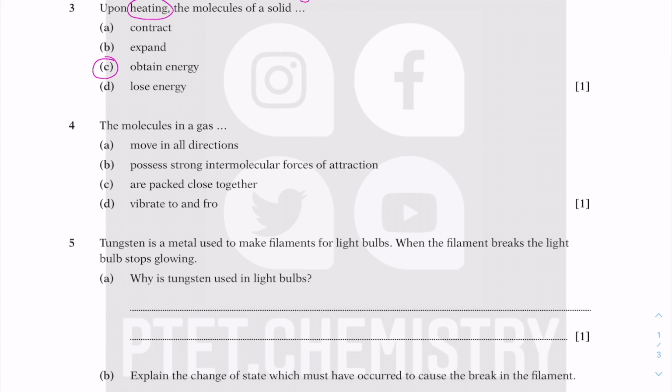This next question is about properties of gases. So we know that the molecules in a gas move in all directions. This is the random motion that you eventually use to explain the diffusion of gases. Yeah, so A is actually correct. All right, if I go through the rest of the options, I'll try and explain why they are not acceptable.